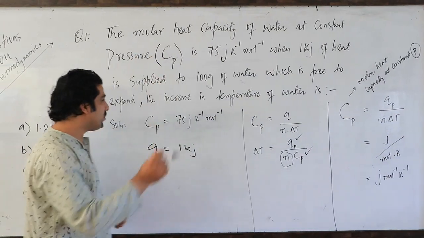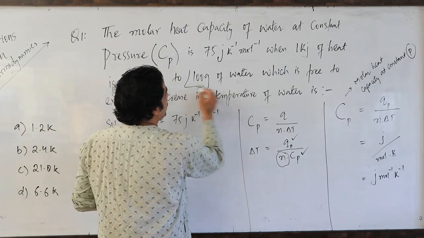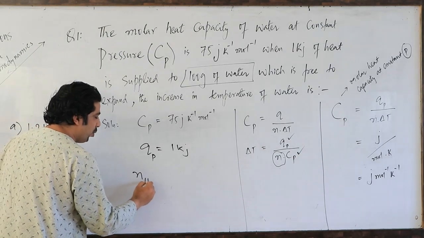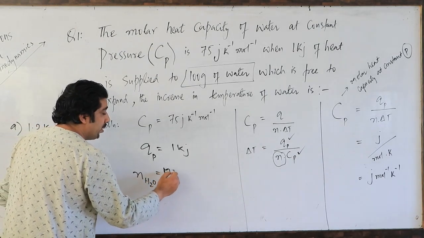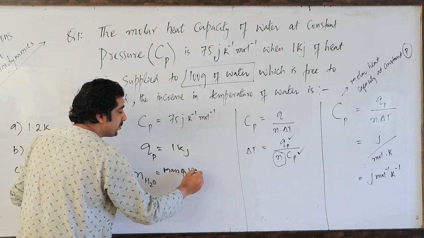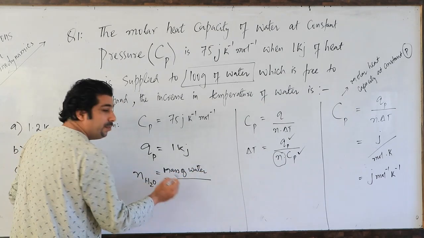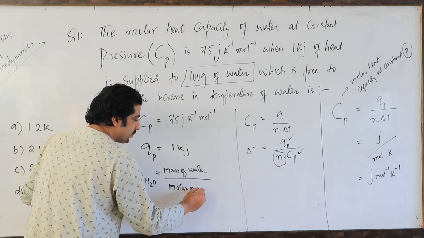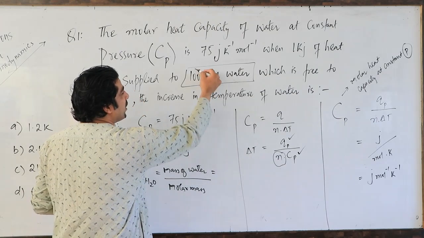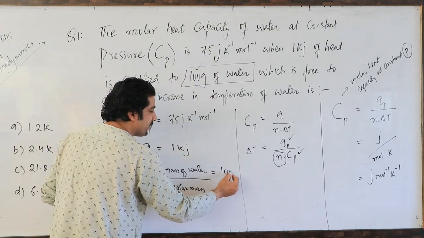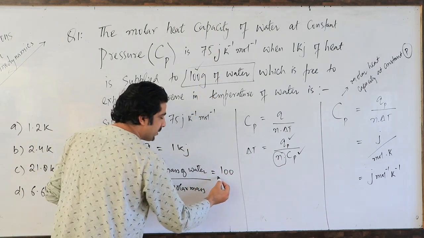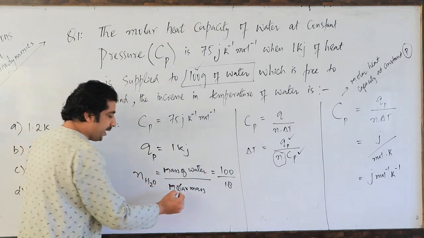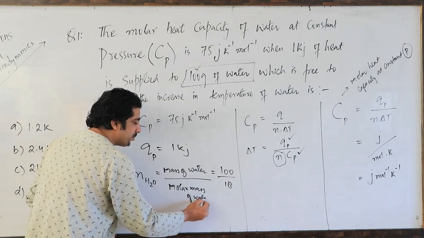Have a look here. Now I want to talk about water. I want to calculate the number of moles of water. The number of moles of water is equal to mass of water divided by molar mass. We know that the mass of water which is given to me is 100. And what is the molar mass of water? Molar mass of water is 18. So mass of water divided by molar mass of water.